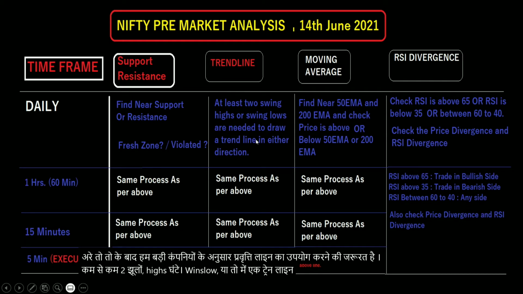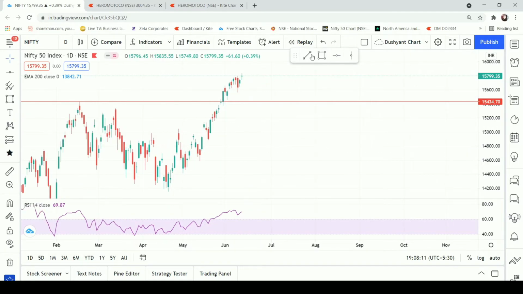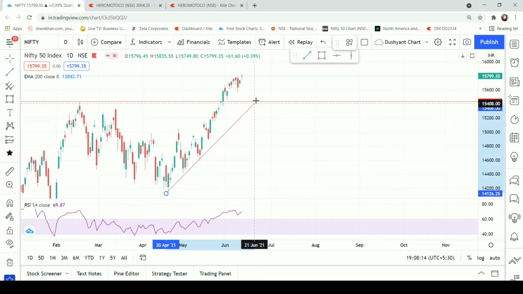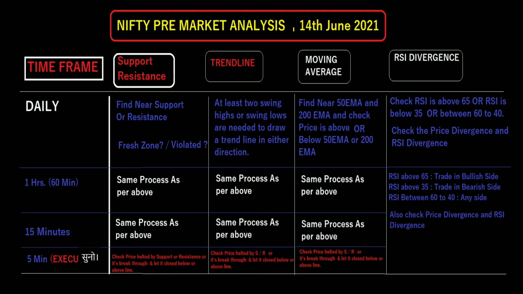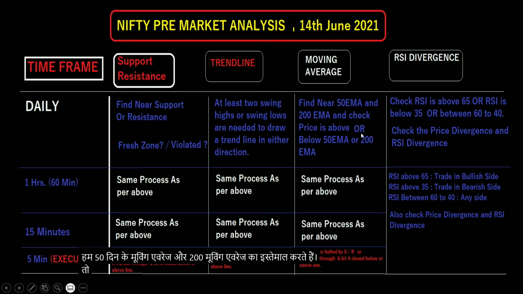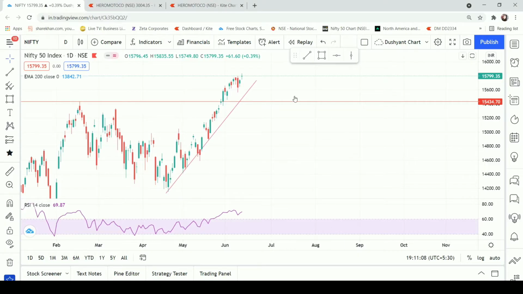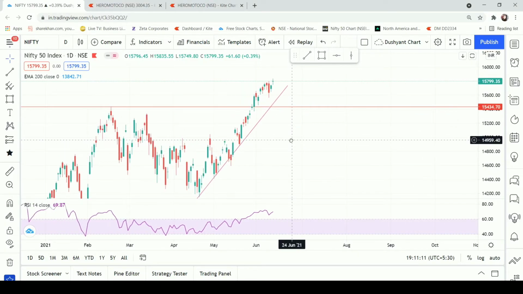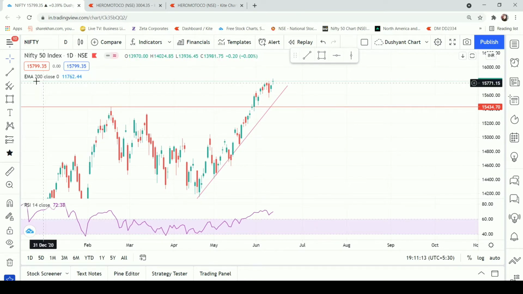So really, this is the trend line, right? After that we use the 50-day moving average and the 200-day moving average. So find the near 50 EMA and 200 EMA and check whether the price is above or below the 50 EMA or 200 EMA. Okay, so we'll check. We can plot.